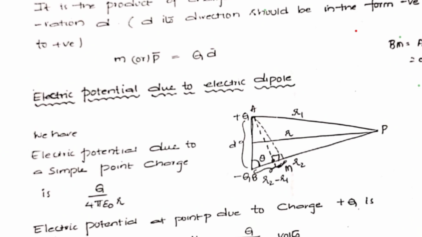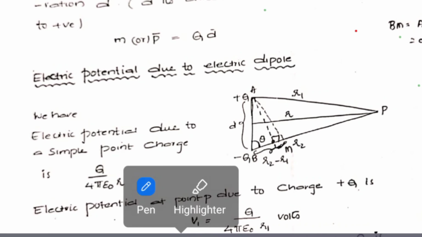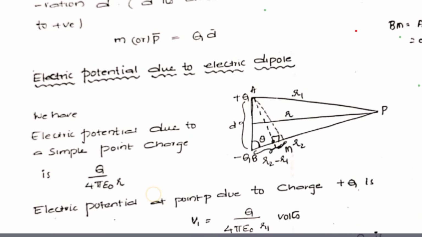From this diagram we can write R2 minus R1 divided by D equal to cos theta. If you apply cos theta equal to adjacent side by hypotenuse, that is R2 minus R1 by D cos theta.